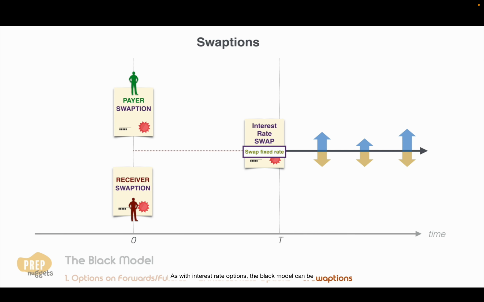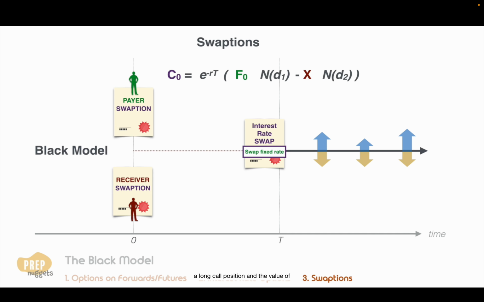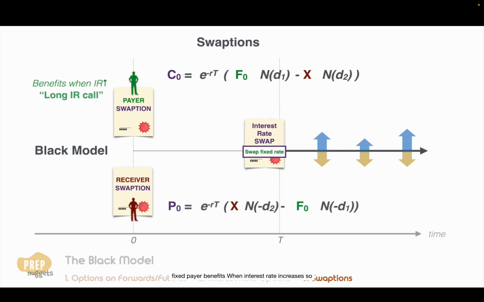As with interest rate options, the Black model can be adapted to value swaptions. The value of the payer swaption is equivalent to a long call position, and the value of the receiver swaption is equivalent to that of a long put. An easy way to remember is that the fixed payer benefits when interest rates increase, so its position is like that of a long interest rate call. Conversely, a fixed receiver benefits when interest rates decrease, so its position is like that of a long interest rate put. We replace the forward price with the swap fixed rate, and the exercise price is the exercise rate of the swaption. Like for interest rate options, these are annualized rates.